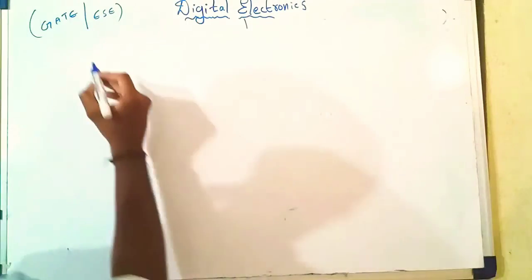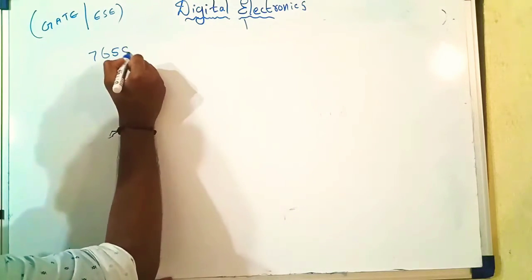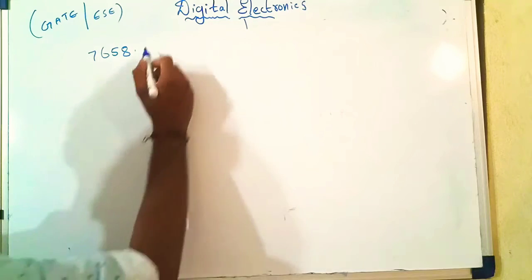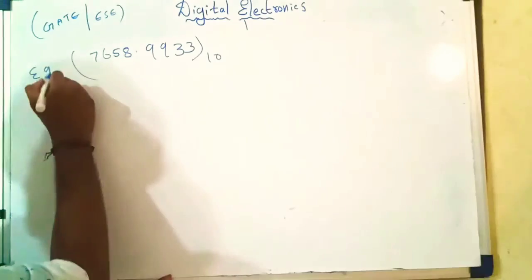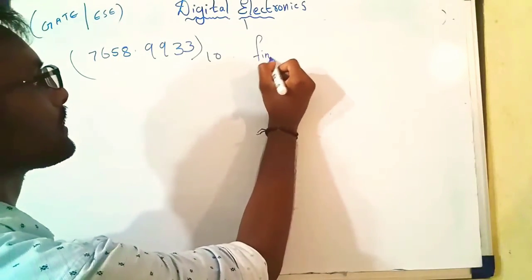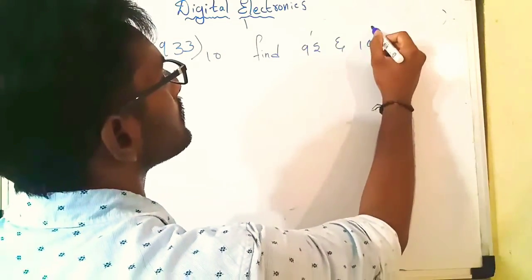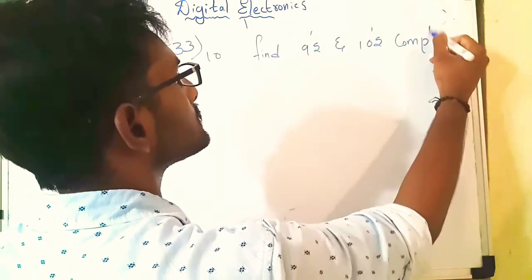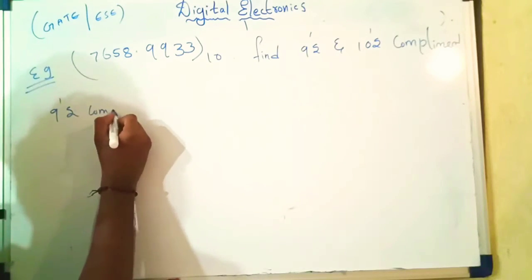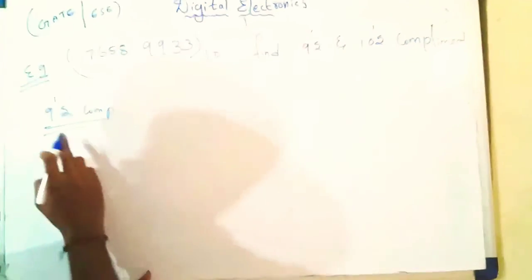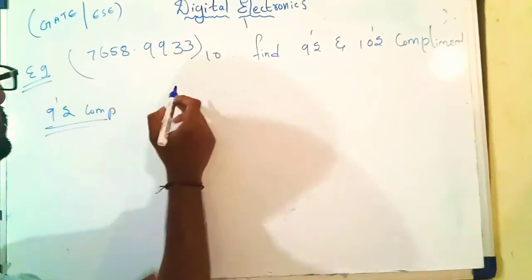Let us take the fractional value. This is 7658.9933 in base 10. Find the 9's and 10's complement. So first we will find the 9's complement. For 9's complement, the base value should be 9 plus 1. So the base is 10, so it is satisfying. So we can find the 9's complement.